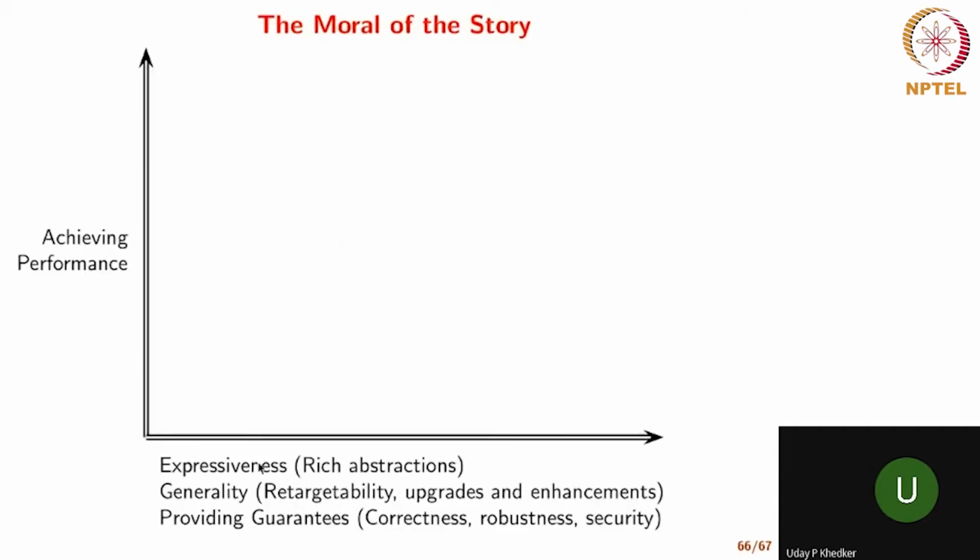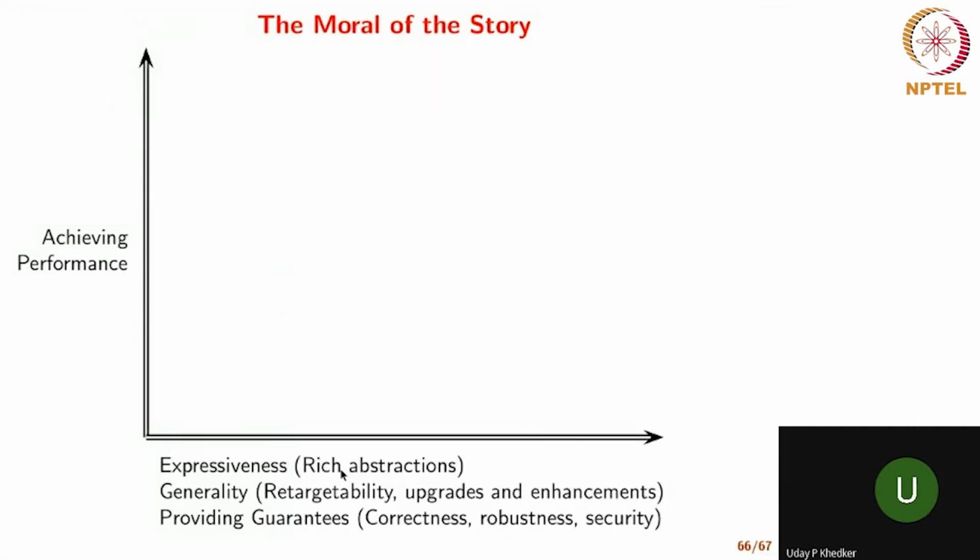So what is the moral of the story? The moral of the story is, let's plot on the y-axis the need of achieving performance. How much performance can you achieve? And on the x-axis, let's plot expressiveness. By expressiveness, we mean rich abstractions which enable writing concise programs with well-defined meaning, without getting into too many lower level details. So that's expressiveness.